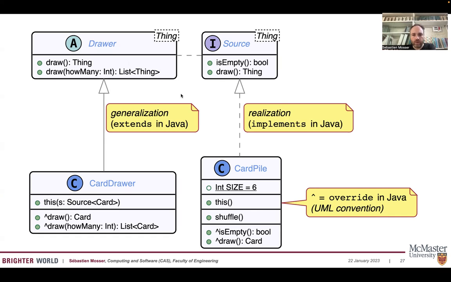And the question was asked during one of the last lectures, but when you're overriding something, it's a convention in UML to use this little symbol to say that, oh, this is empty is not my creation. It comes from the realization of an interface.